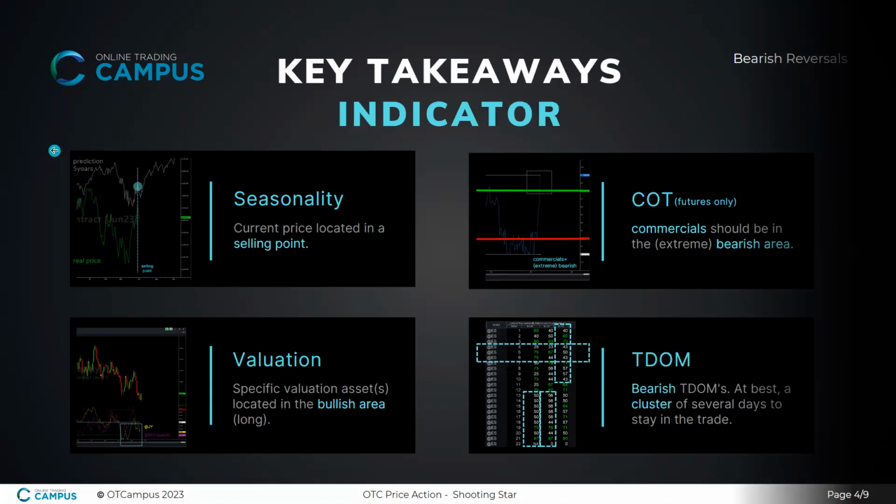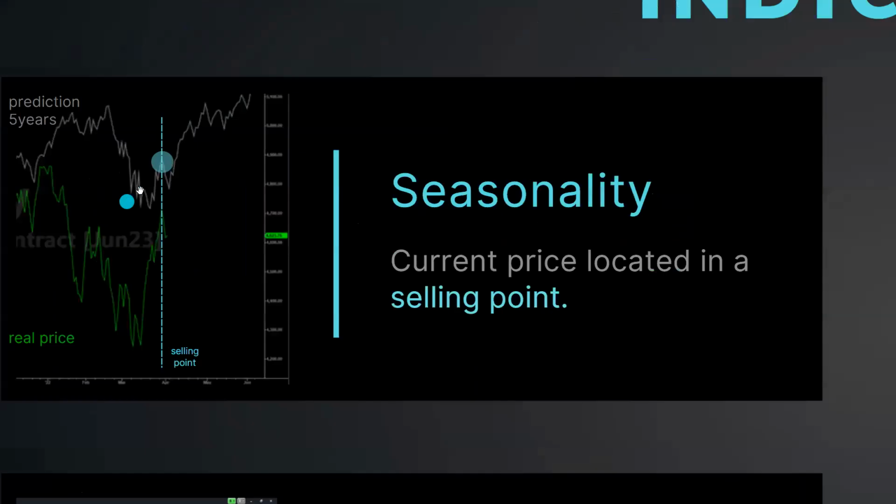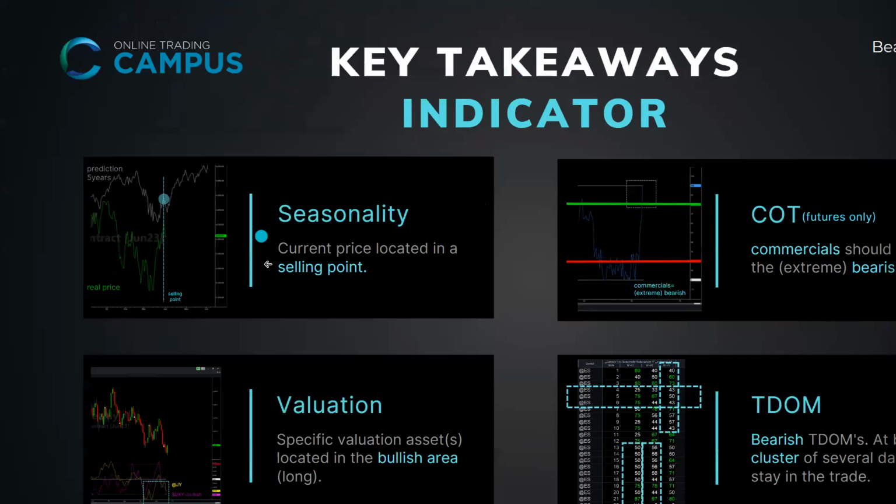Let's go to the key takeaways indicator for the shooting star. Here we will use the S&P 500 ES asset to explain the shooting star. And you see here the seasonality is around this selling point, guys. Look at this, it's the 5-year seasonality prediction. You see this is a top, and then we expect prices dropping. Here in seasonality, the current price is located in a selling point. That's the best of the best, right?